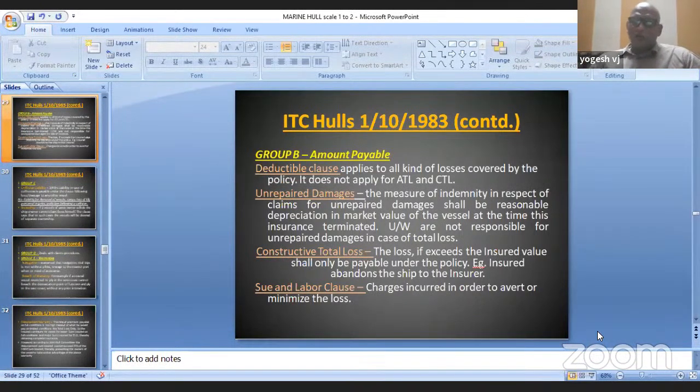So sue and labor charges. Charges incurred in order to avert or minimize the losses. Samjho, if the vessel is stranded, if it is capsizing, aisa teda ho gaya, then let us assume you hire some people, you anchor it from one side and pull the vessel so that it stops sinking. So whatever ye jo kharcha hota hai, these are sue and labor charges.